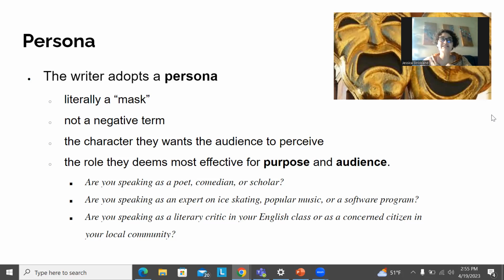So this is achieved when you take into account your purpose. So am I writing expressively to tell a story? Am I writing to inform my audience? Am I writing to persuade my audience? And then keeping in mind who your audience is, what they already know, and what you need to educate them on.